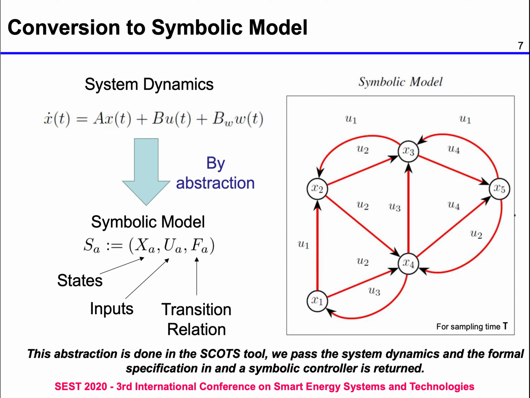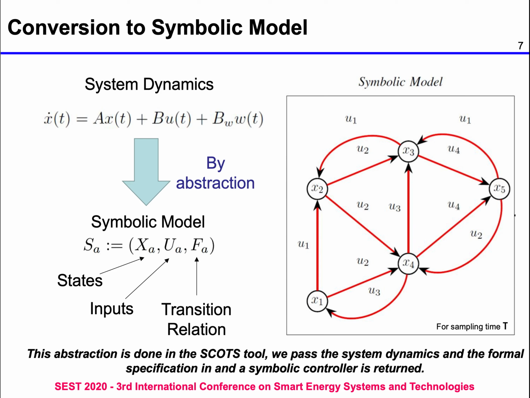To convert to a symbolic model, we use the abstraction. So we have our system dynamics written as a partial differential equation, and we take that and we convert it to the symbolic model. The symbolic model consists of states x, inputs u, and a transition relation f, which is based on the states and the inputs.